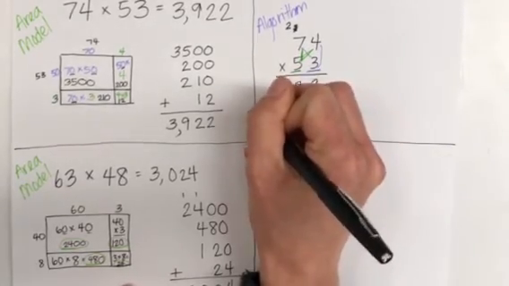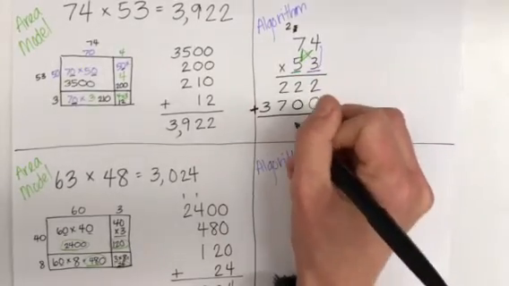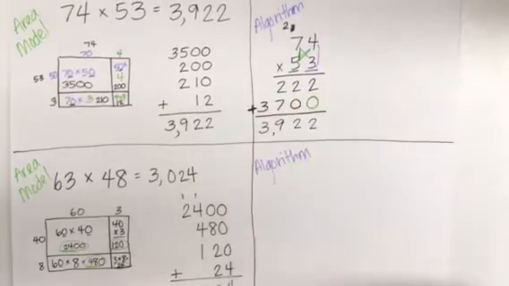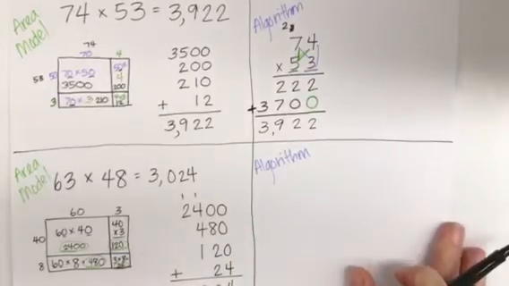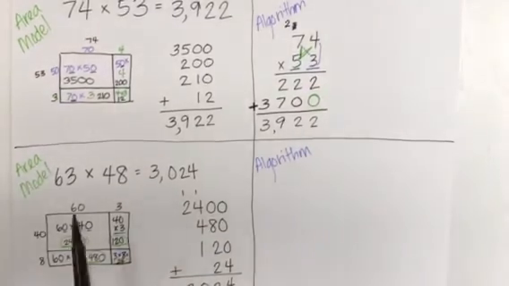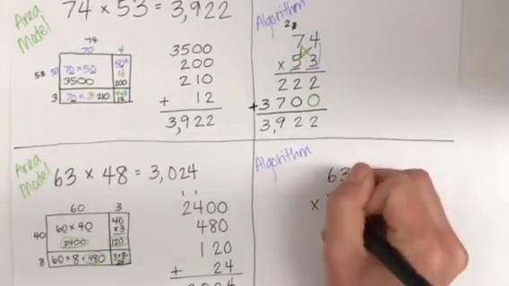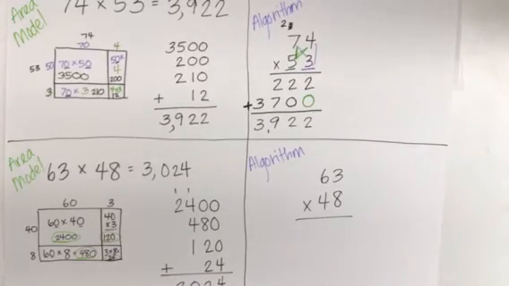And then I add those all together. 2 and 0, 2 and 0, 2 and 7, and 3. 3,922. Yay, they match. So this is the algorithm. I would like you to give that a try for 63 times 48. Pause the video and give it a try.